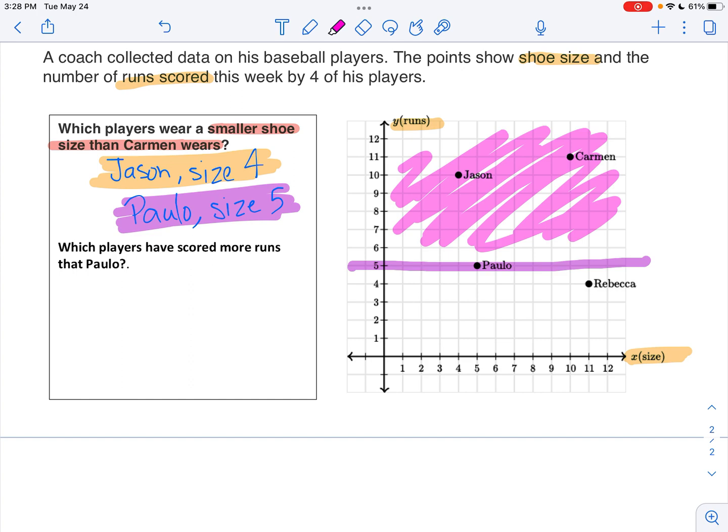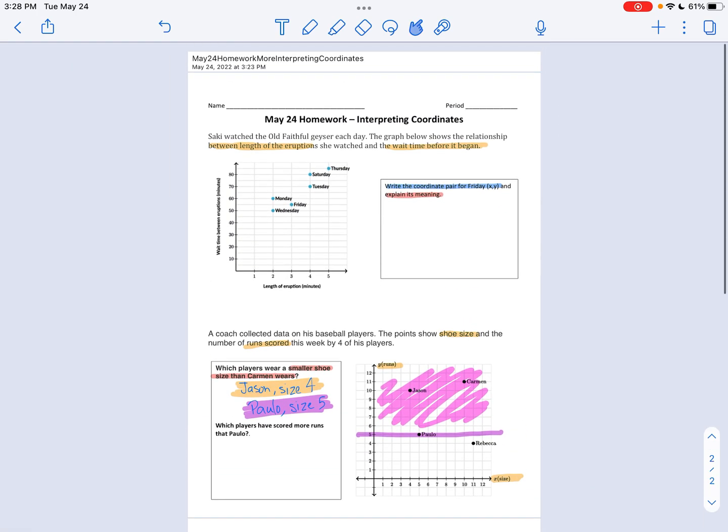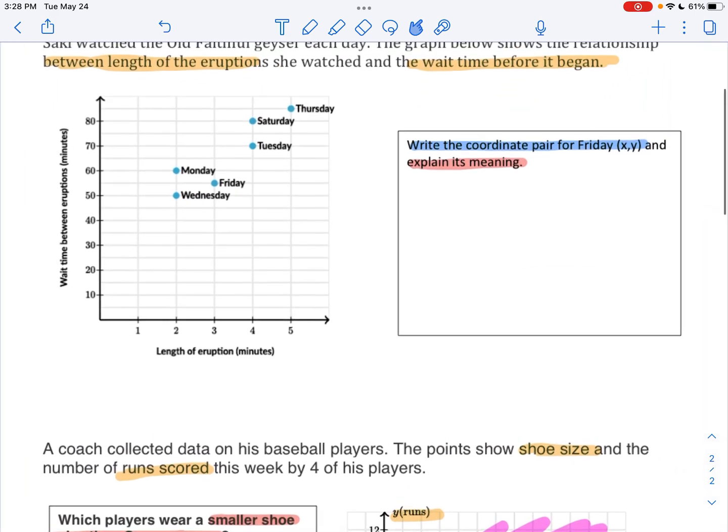All right, good luck. Don't forget to go back and do the first problem too. Write that coordinate and also write what it means.